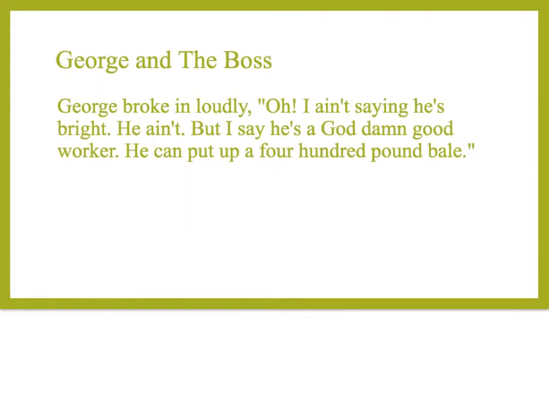George and the boss. Okay, so George broke out loudly: "Oh, I ain't saying he's bright, he ain't, but he's a goddamn good worker. He can put up 400 pound bail." So what we have here is that when George is speaking to the boss about Lennie, he tries to promote what Lennie can feel justifiably proud of. "He's a goddamn good worker." His strength there is shown as a quality that he can be proud of, that George is proud of, that Lennie is proud of.